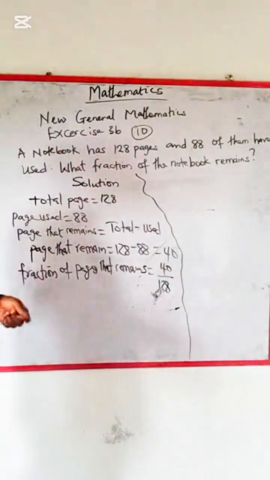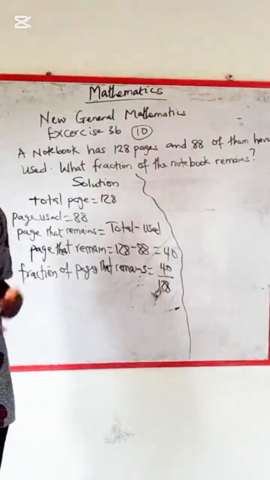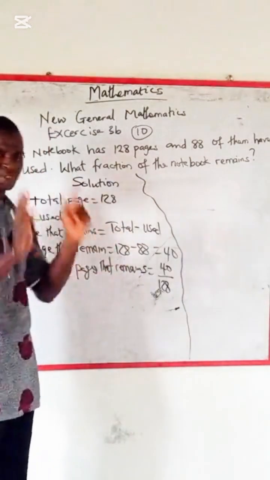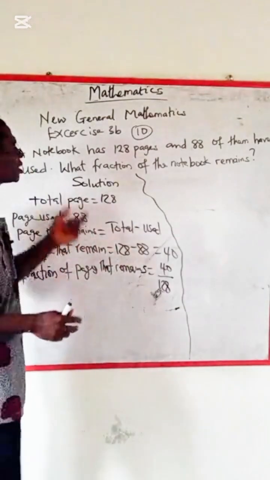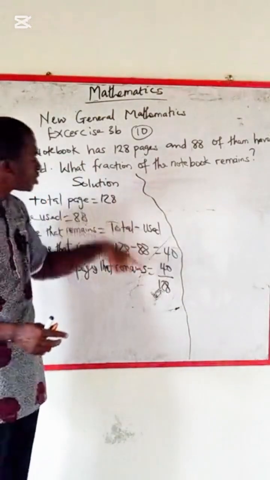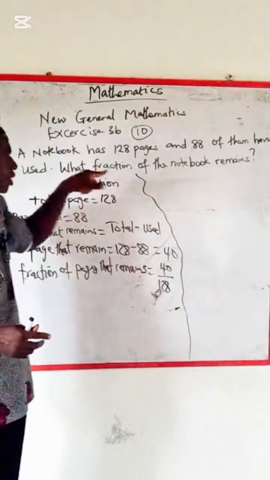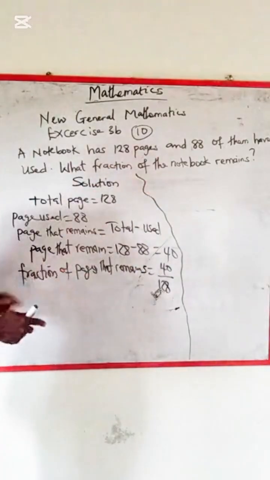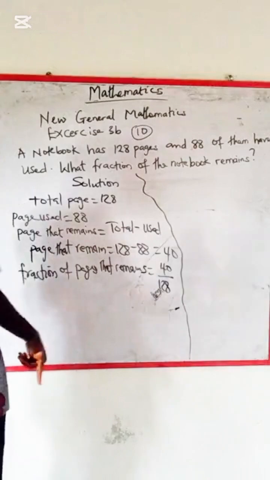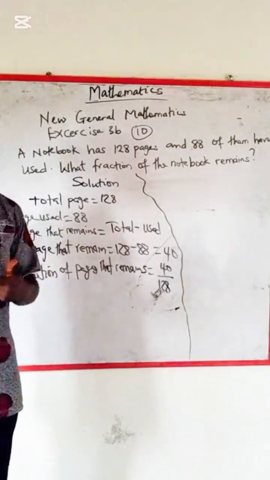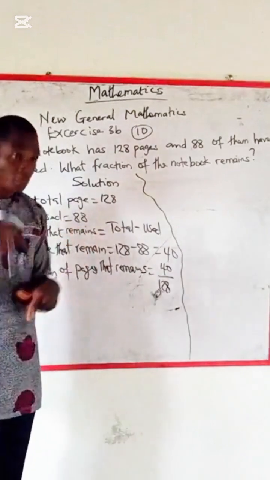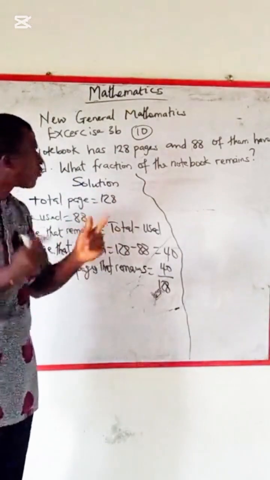So please take note of this. This question is repeated over time. It's just the same trick, it doesn't change. Just know that the question of interest, the fraction that remains, means the number of pages that remain over the total. Just like in probability, when we say the required outcome over the possible outcome, the total of what we have there.